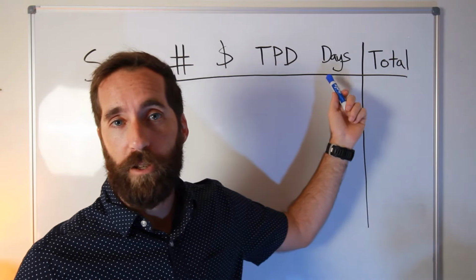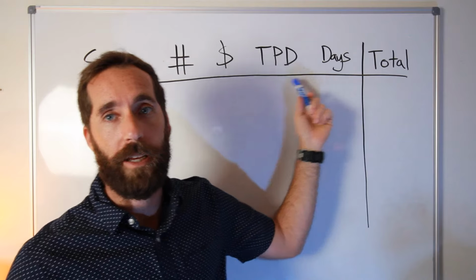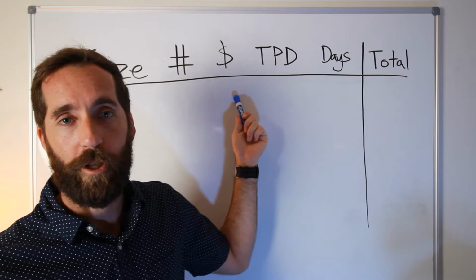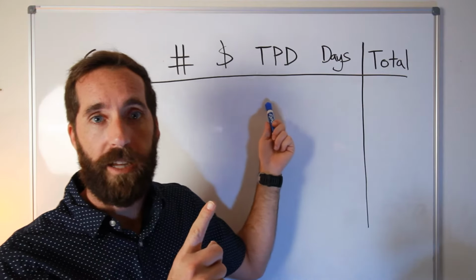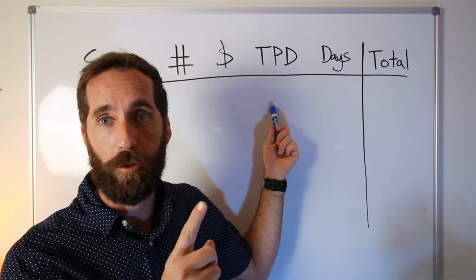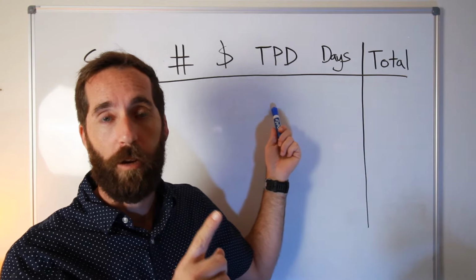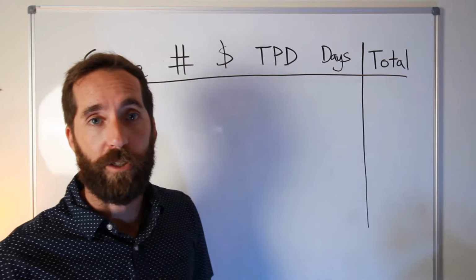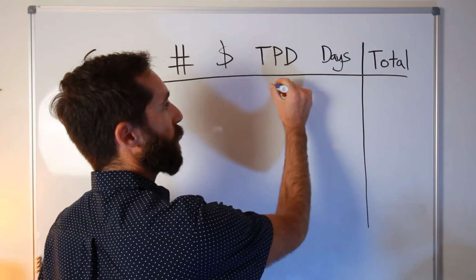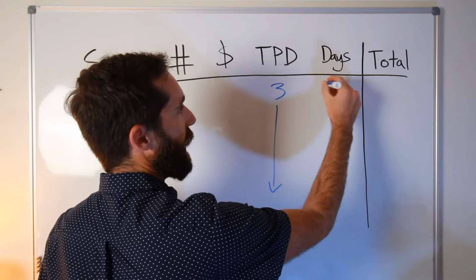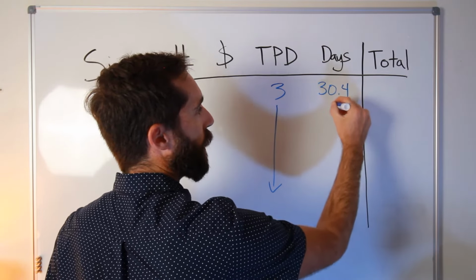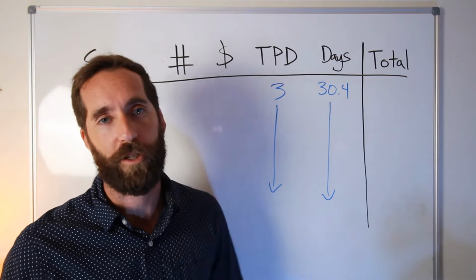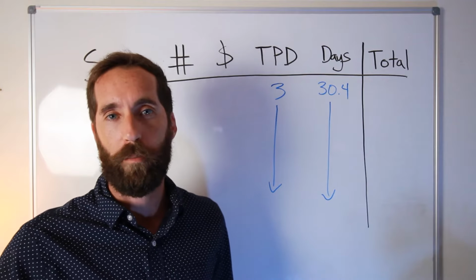And then days is days of the month. So basically what we're going to do is take how many machines, times how much it costs to do 1 load of laundry, times how many times on average each machine is used every day, turns per day, which is going to be 3, and then times the number of days in a month, which I'm going to use as 30.4. So 3 turns per day and 30.4 days per month. The reason I use 30.4 is because that's the average number of days in a month. You can just use 30. Some people just use 30.